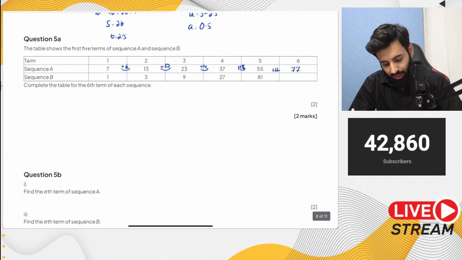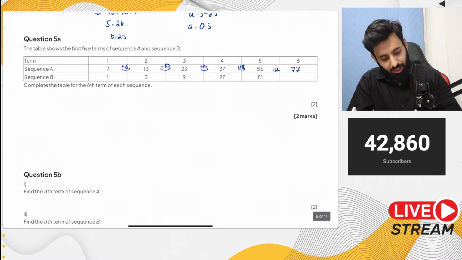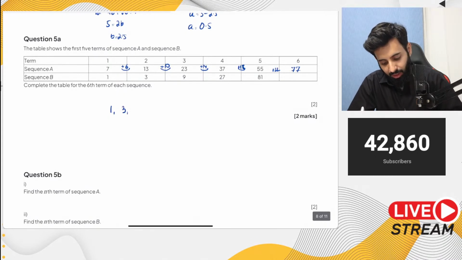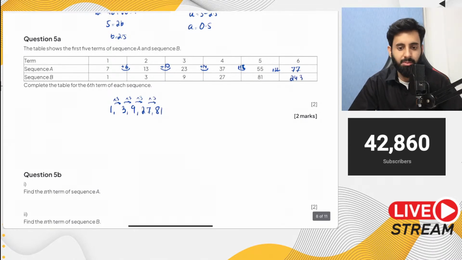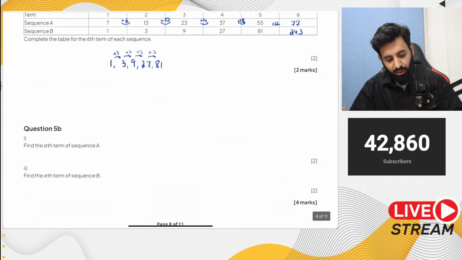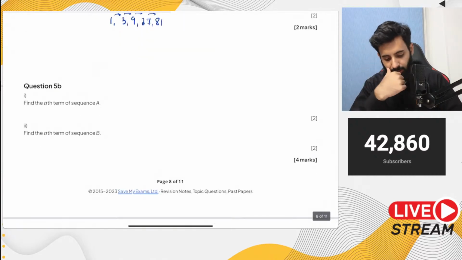Okay, now let's look at sequence B. Sequence B is a tripling sequence. You have 1, 3, 9, 27, 81. So you're consistently multiplying by 3, multiply by 3, multiply by 3, multiply by 3. So that means 81 times 3, which is equal to 243. Then it says find the nth term of sequence A.